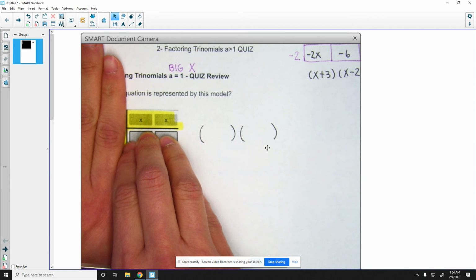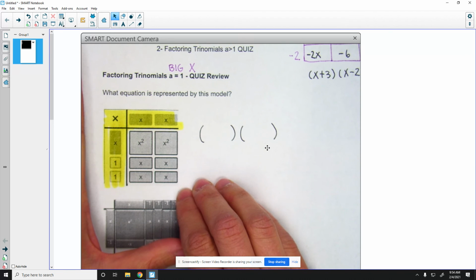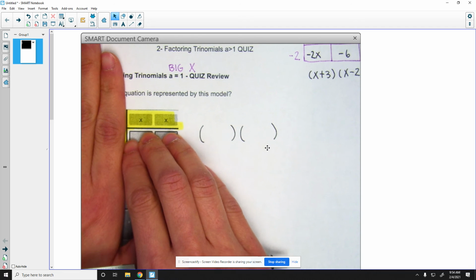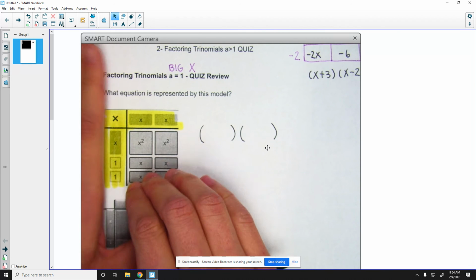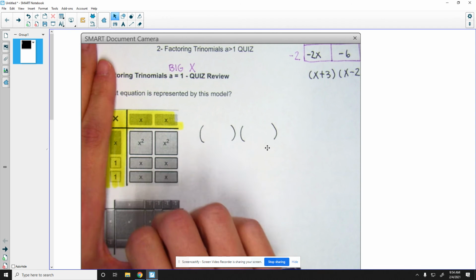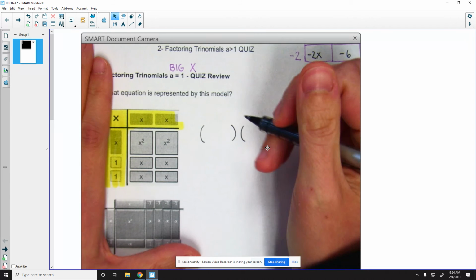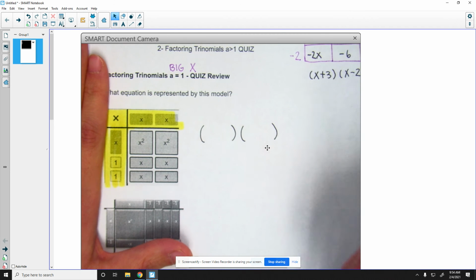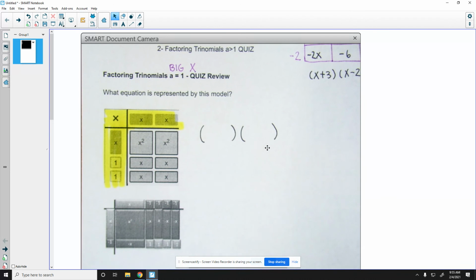Rowan, what do you think? And x plus 2 times x plus x. Close. Closer. Cooper? X plus x. No. Reed? X squared plus x plus 7. Okay. Kind of. You guys are kind of getting bits and pieces of this.